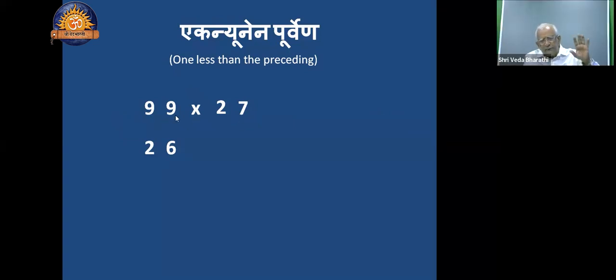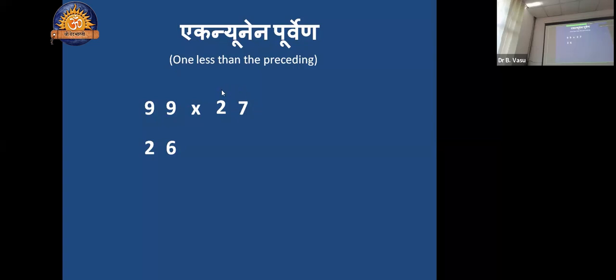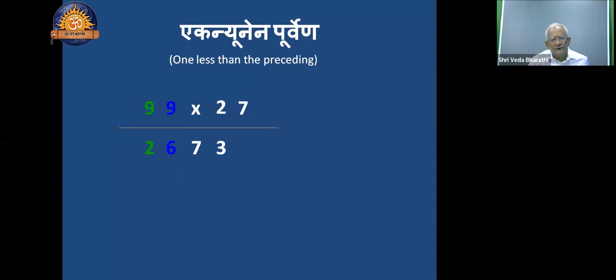Yes, you keep the 99 in this line. Whatever other number is given, reduce it by 1. Yaka Nyona. Nyona means less. One less. 27 is given, you write 26 here. Where do you write? Under the nines. Then go on subtracting from the top digit to the bottom digit. 9 minus 2, 7. 9 minus 3, 6. 3, you will get it. Ultimately, the answer is 2673.